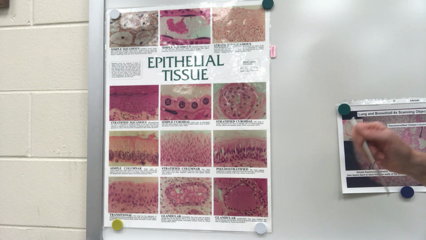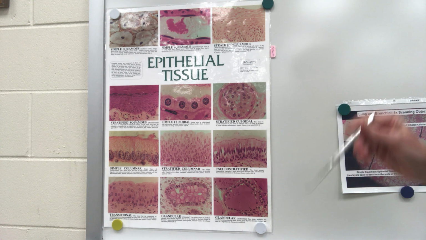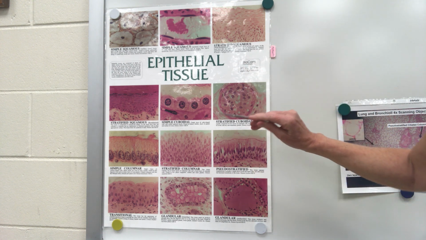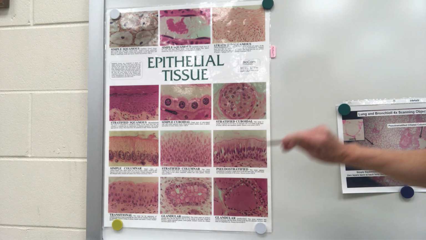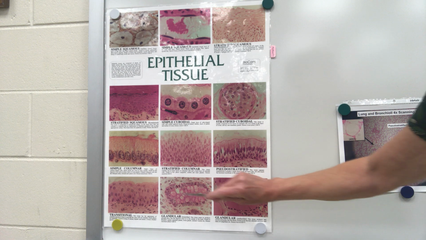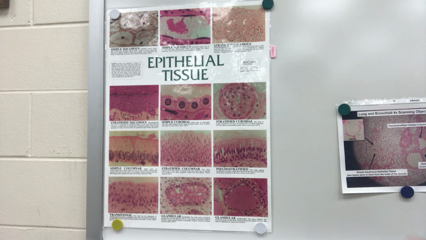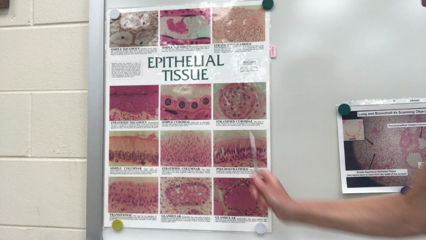Now with the epithelial, we are going to look at simple and stratified versions of squamous. We're going to look at simple cuboidal. We are not going to look at stratified cuboidal because it's relatively rare. We're going to look at simple columnar, not stratified because that is relatively rare. And then we're going to look at 2 other types.